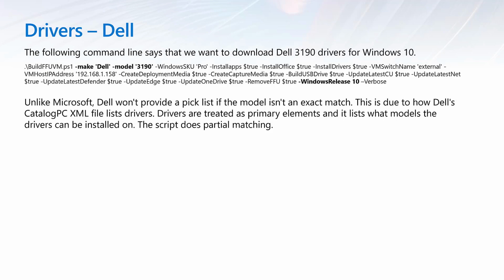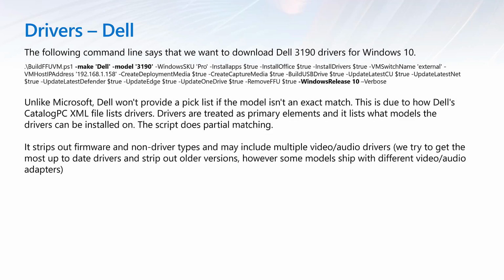The drivers are treated as primarily elements inside of that XML file, and it lists what models the drivers can be installed on. And so what the script is doing is some partial matching based on the model, and then it looks up, okay, if we find the model, let me find the driver that is associated with this. We also strip out firmware and non-driver types. It may include multiple video and audio drivers. We strip out old video and audio drivers, so we try to get the most up-to-date ones. However, some models ship with different video and audio adapters.